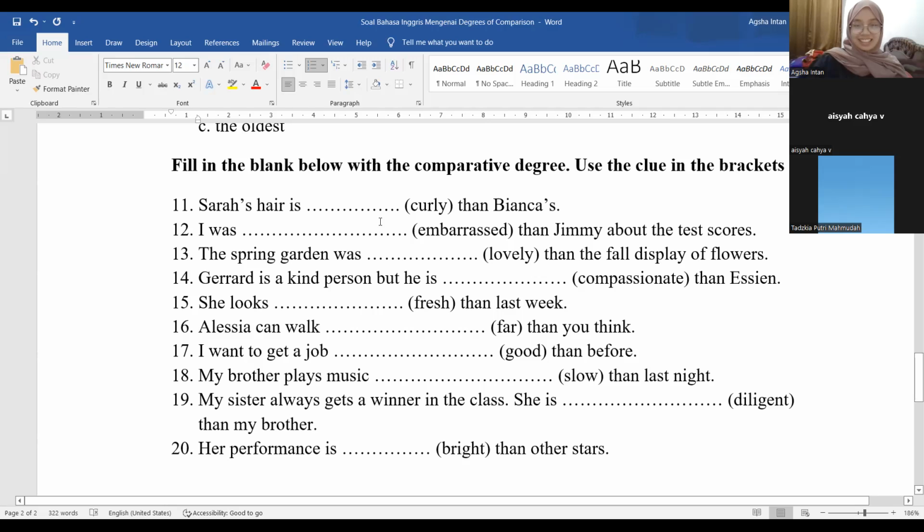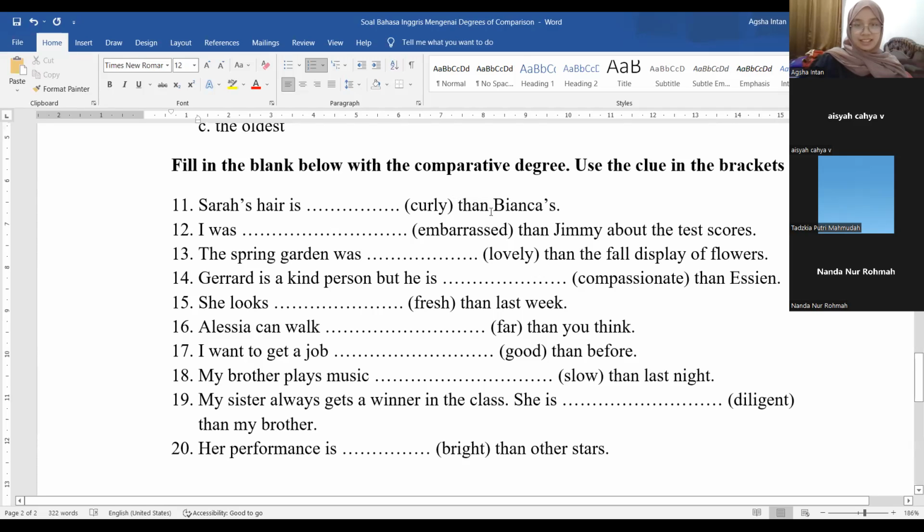Sarah's hair is curlier than Bianca's. Right. Sarah's hair is curlier than Bianca's, because you spot than here means that it's comparing 2 different things, and it is called comparative degree. Right. The second one, Aisha, please.